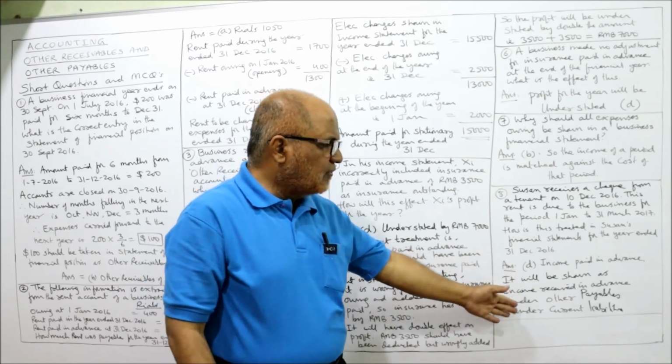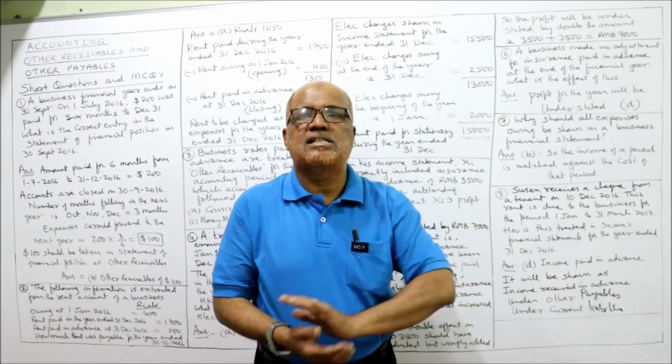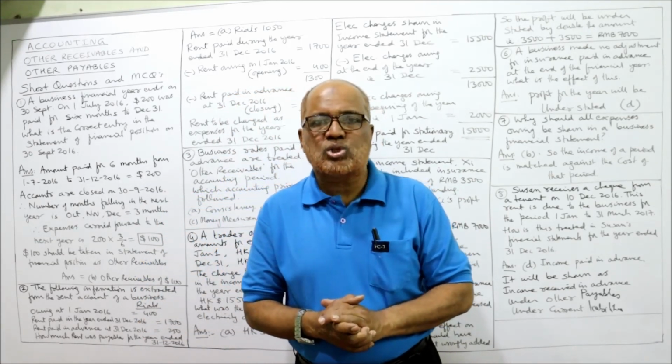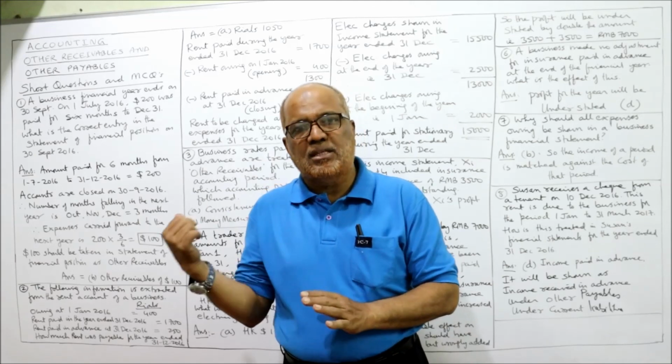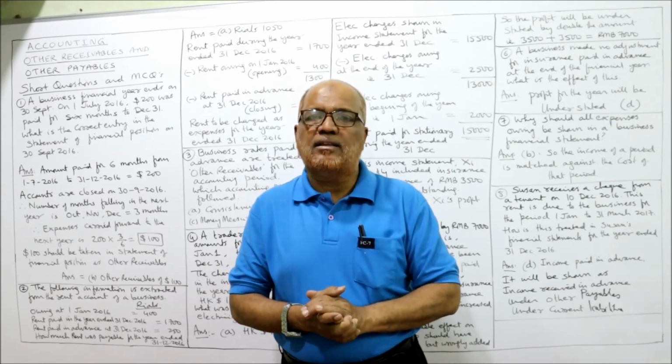This is only for your information that I am writing. The correct answer is income paid in advance. D is the answer. So in total I have explained 8 questions, short questions and MCQs, in this video. Inshallah, the 9th problem will start in the next video.